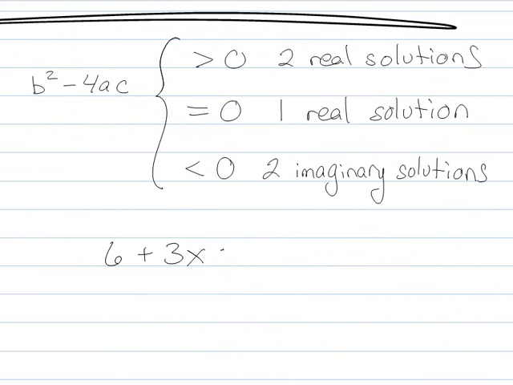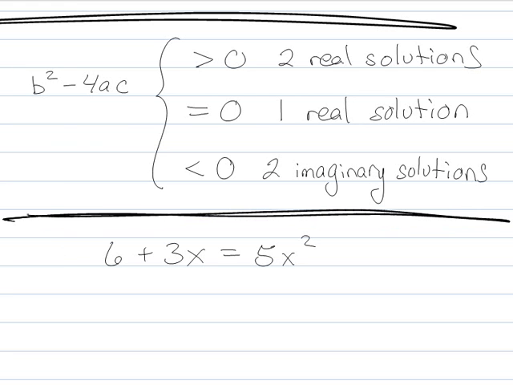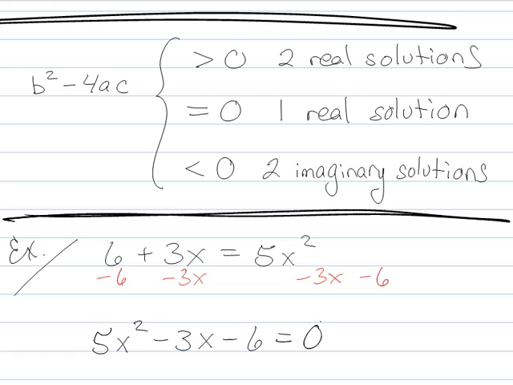So if they had something like this, and then they said, you know, determine the characteristics of the solutions, or something like that, all you would really need to do to solve this problem is to go in and put it in the right order. So since the 5x is already positive, I would probably move everything to the other side, and I'd end up with something like 5x squared minus 3x minus 6 equals 0.